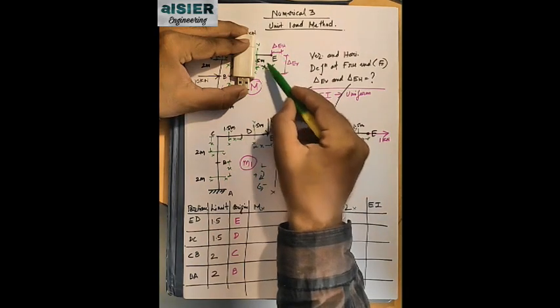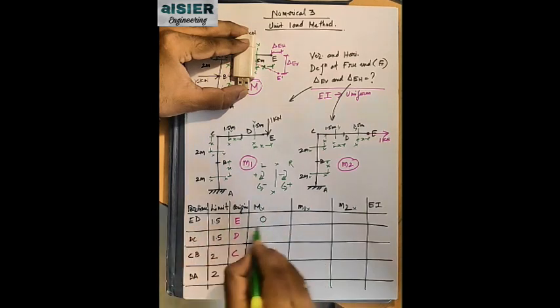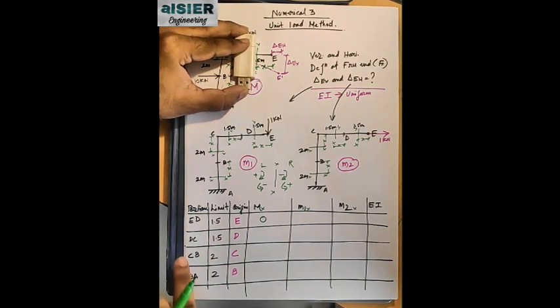But there is no loading on the right side of the section, and therefore MX in region ED will be 0. Now we will go to DC region.